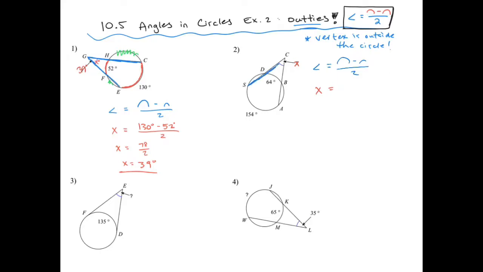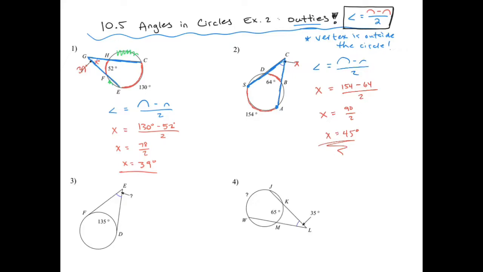Well, here's my angle. I'll make it blue so you can really see it. And you can see that one of the arcs that's formed is that arc SA, which is 154 degrees. The other arc that's formed was this guy, DB, and he was 64 degrees. So 154 minus 64 over 2. So I'll go to my handy dandy calculator. 154 minus 64 is 90. 90 over 2 is 45. So that outie angle must be 45 degrees.